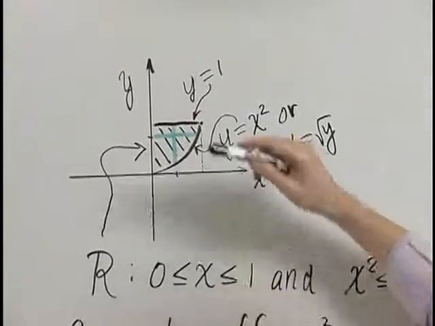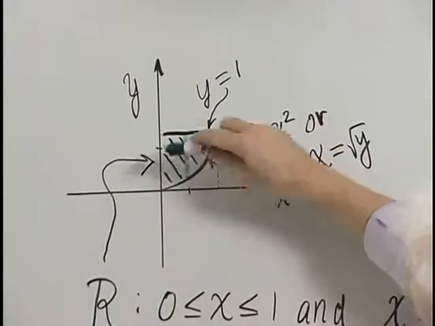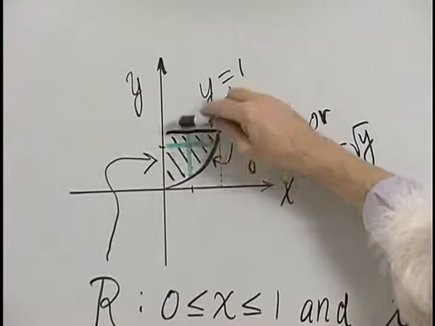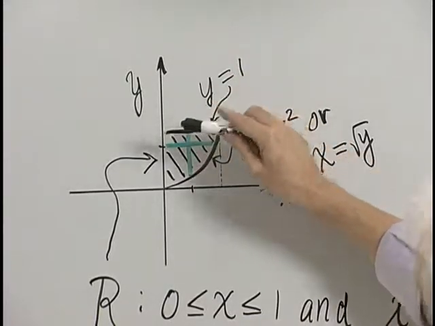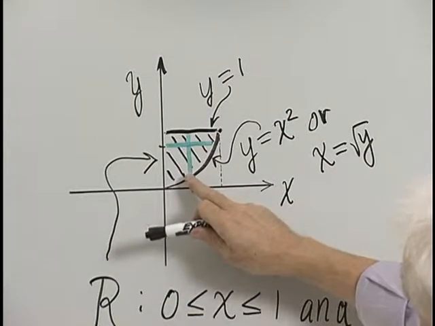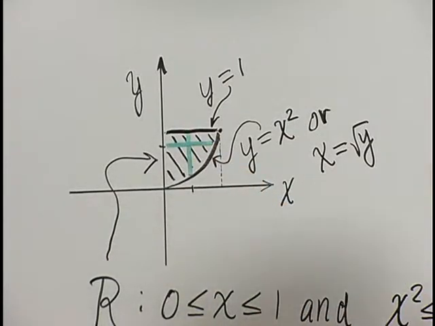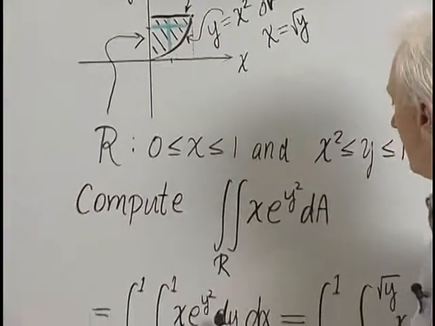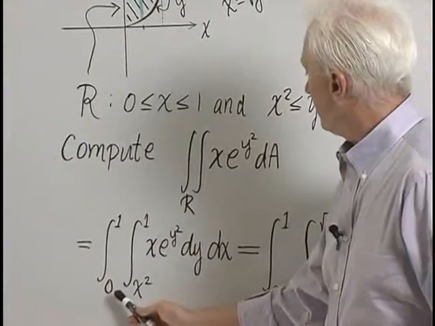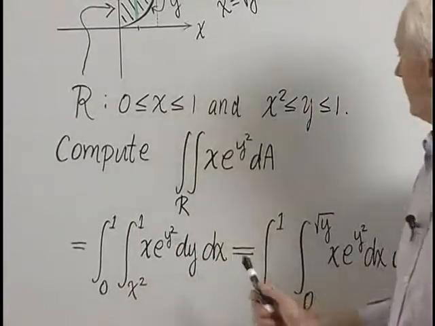So if I set up the integral so that for a given x we're integrating vertically with y, the value of y goes from x squared up to 1, and so our inner integral would be the integral from x squared to 1 of x e to the y squared dy, and that's to be integrated from 0 to 1 against dx.